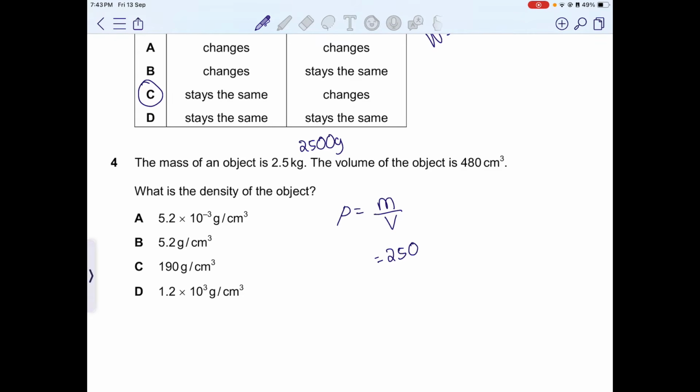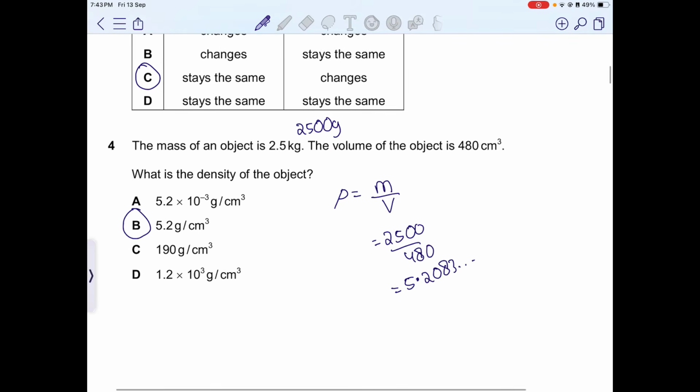2500 divided by 480 would give you 5.2083, which gives you 5.2. So the answer is 4B. Alright, I hope this is clear.